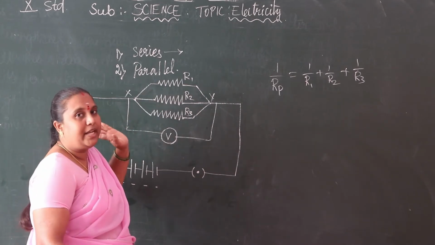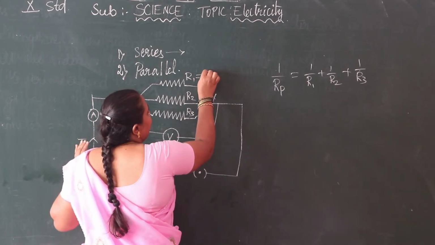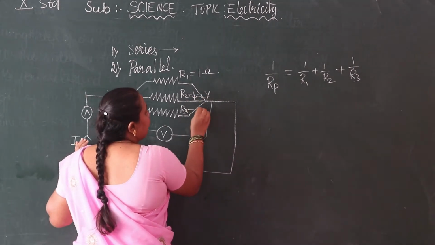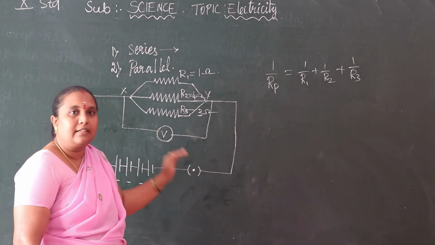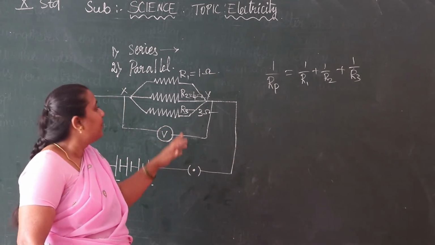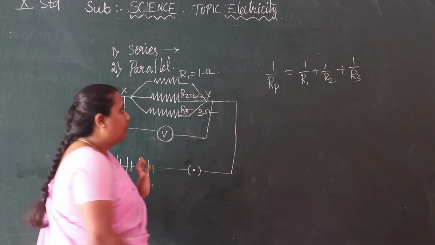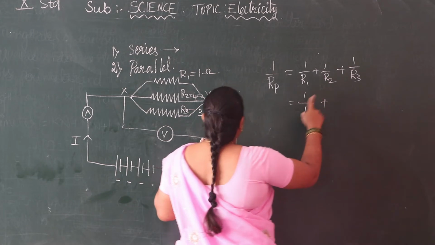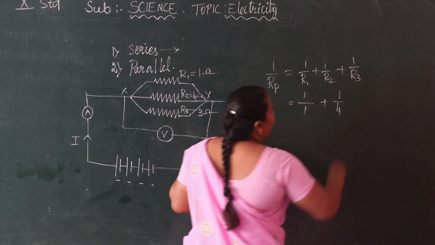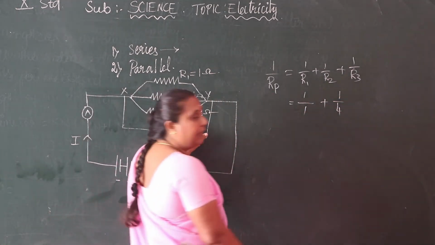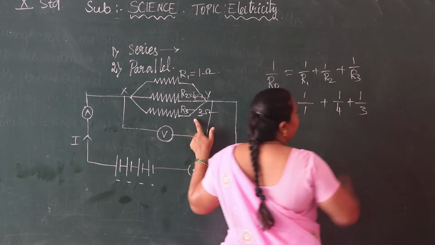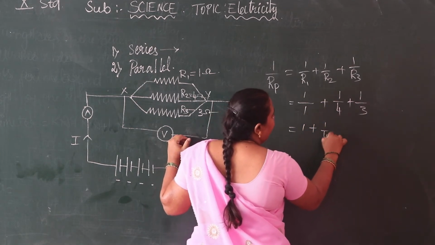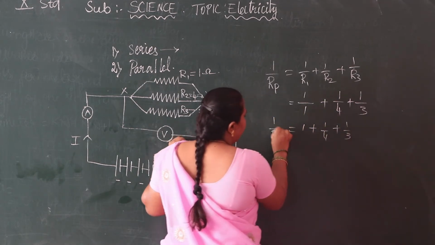Now here we should take the values. R1 equals 1 ohm, R2 equals 4 ohm and R3 equals 3 ohm. We should take like this, it is an example only. So R1 is 1 ohm. So 1 by Rp equals 1 by 1 plus 1 by R2, that is 1 by 4, plus 1 by R3, that is 1 by 3. Now we have 1 plus 1 by 4 plus 1 by 3 for 1 by Rp.